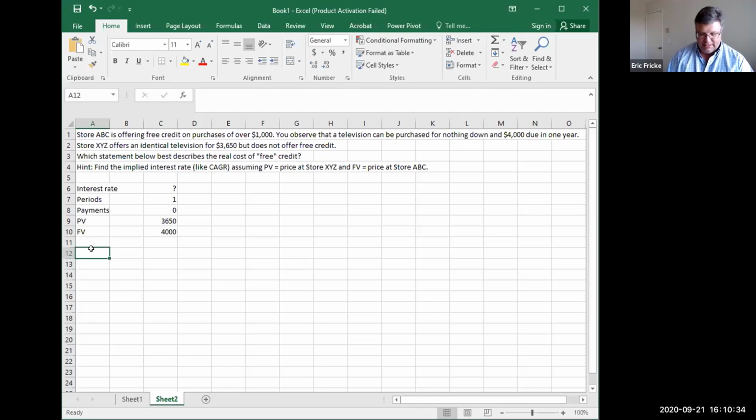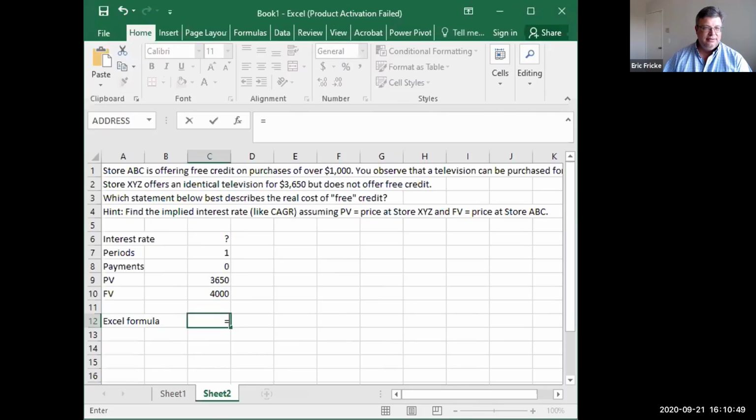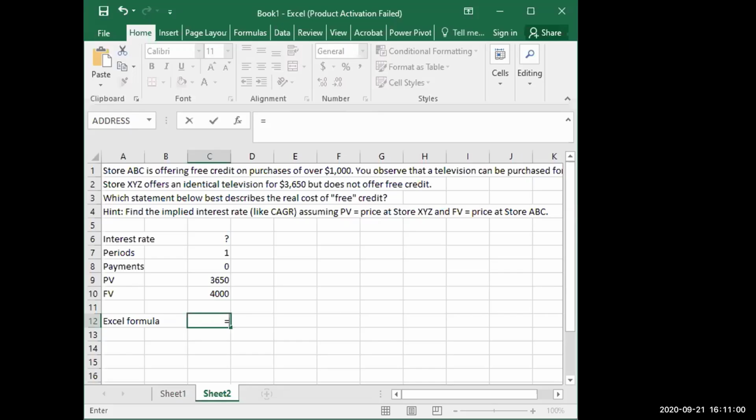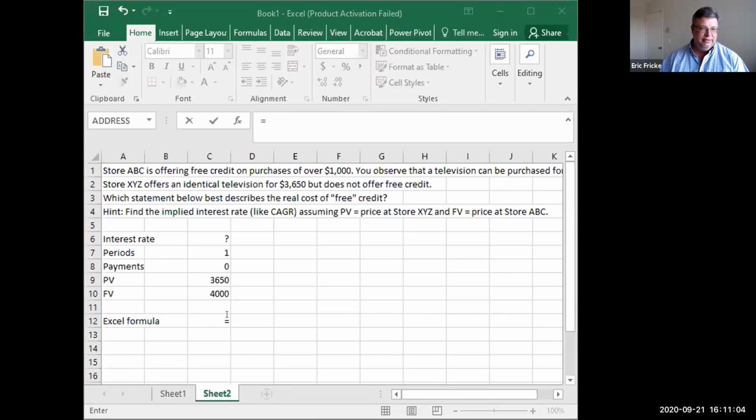And I'll use the Excel formula first. And that's going to look something like this, equals, let me make this a little bigger for you guys. Does anybody remember what formula we would use in Excel for this one? You use the rate formula. Yeah. Okay, so let's use the rate formula.